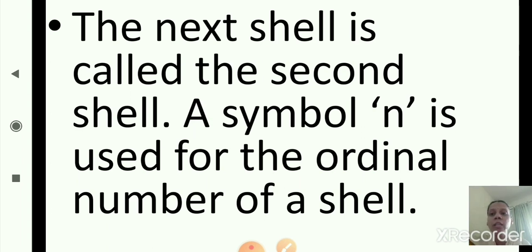A symbol small n is used for the ordinal number of a shell. Ordinal number means n equal to 1 is the first shell, that is the K shell. n equal to 2 is the second shell, that is the L shell. n equal to 3 is the third shell, that is the M shell. And n equal to 4 is the fourth shell, that is the N shell.